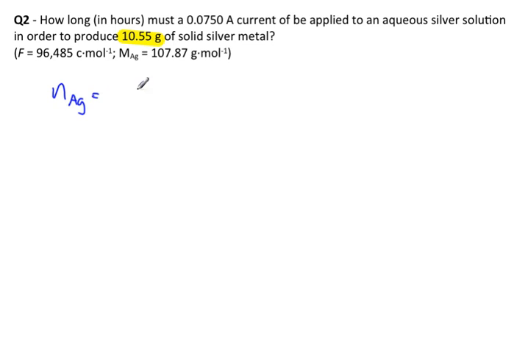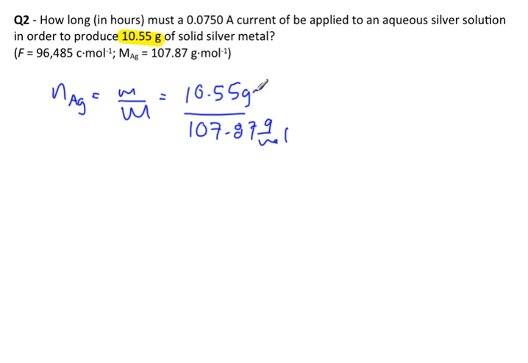So number of moles of silver equals mass divided by molar mass, 10.55 grams, divided by 107.87 grams per mole, the molar mass of silver. So that equals 0.0978 moles of silver. Okay, so there's our molar amount of silver.